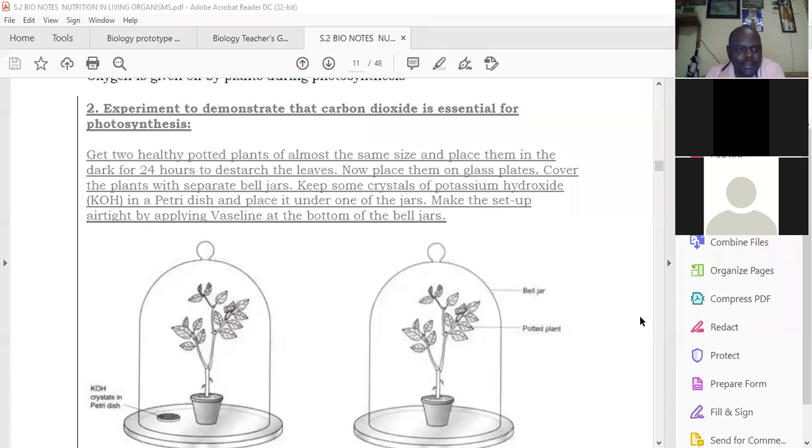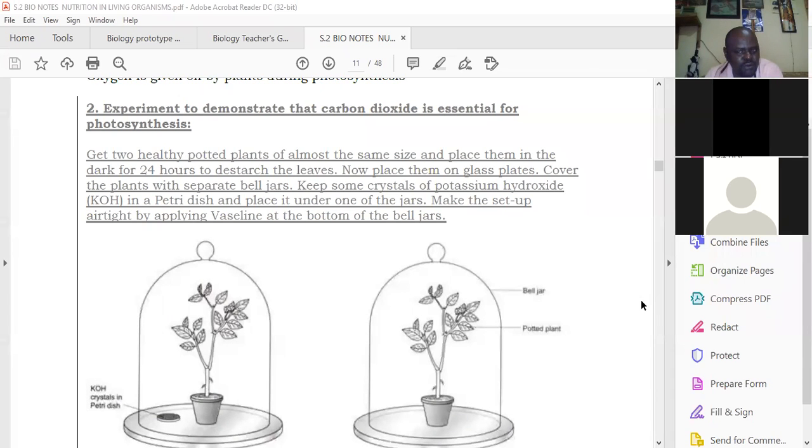We are back. We had seen the title. Previously, we had looked at a recap of what we had yesterday, the other two experiments. Then today we have the experiment to demonstrate that carbon dioxide is essential for photosynthesis. Now, like it has been read, we need to get two healthy potted plants, which are almost the same size. And then we place them in the dark for 24 hours.